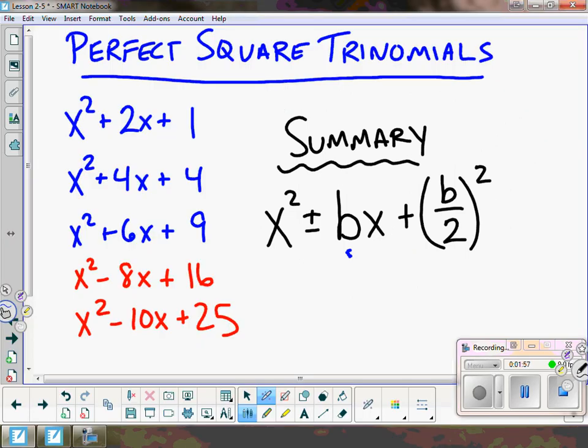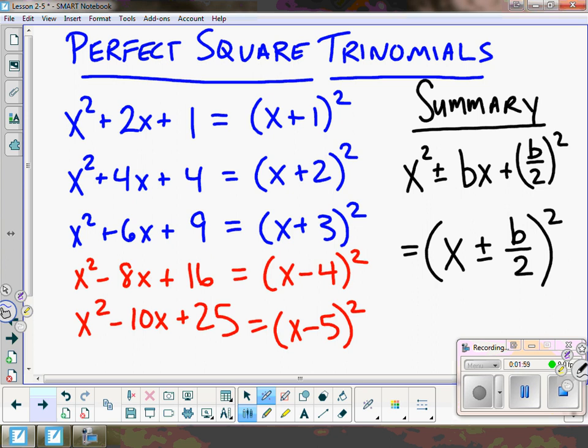To factor these, they look like this. So x plus 1, the quantity squared, would produce this trinomial. x plus 2 squared would produce this trinomial, and so on. Notice that if b is positive, the sign between x and 1 is positive. Positive, positive. In the red ones, when this is negative, this is negative.